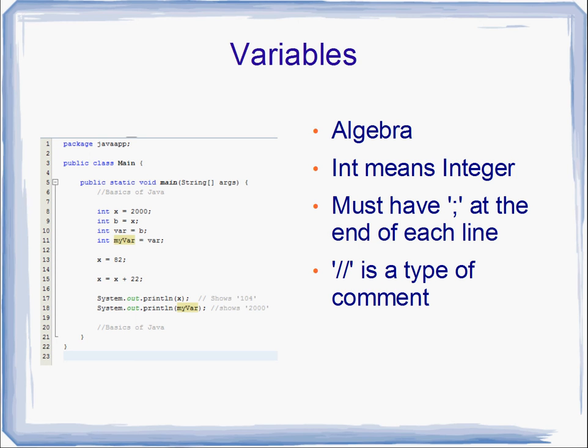And then we assign x to b, b to var, var to myVar. Then we take x and we get rid of the 2000 on line 13 and we assign it 82. Then we do x, which is 82, plus 22, is equal to 104, which we assign to x on line 15. Then we go ahead and print it out in the output for the IDE, which you should have already gotten, but if you don't, wow, you really didn't listen before, and get the fuck out again. So it prints out 104 in the output. On the next line, line 18, it does the same thing with myVar, but that time it is 2000.